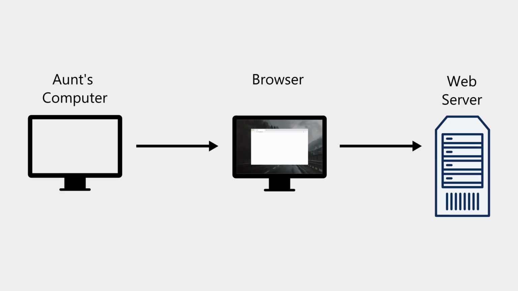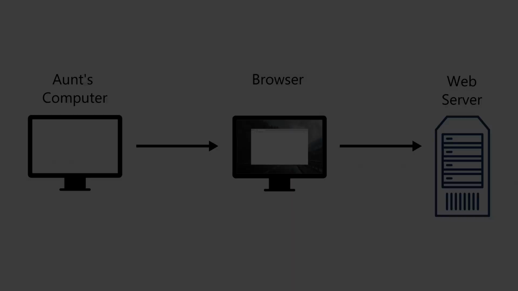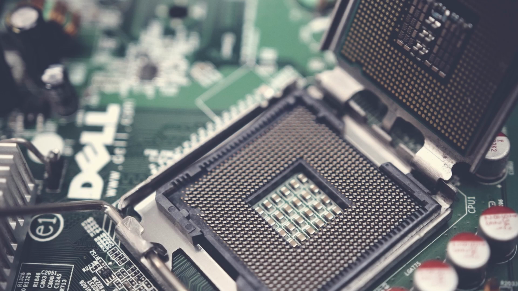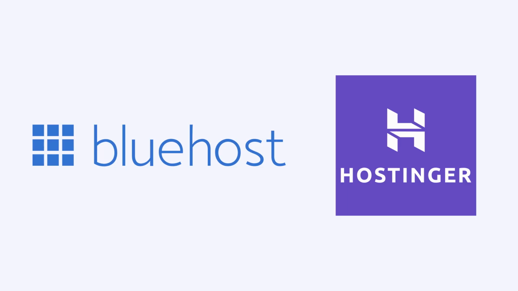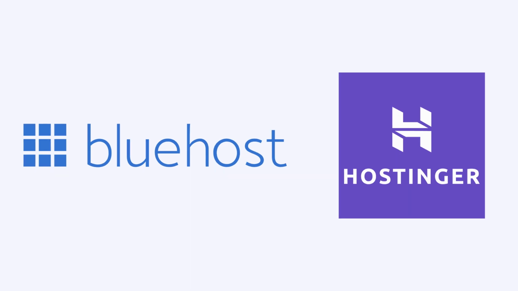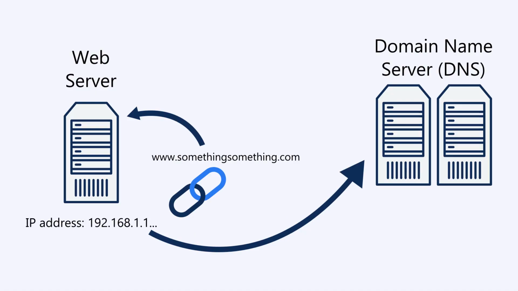The last one is a web server. Like I mentioned above, the web server receives the request from your aunt's computer to access helloworld.com. You can either build a web server at home or you can pay a web hosting service like Bluehost, Hostinger, etc. Remember, there is a difference between web hosting and a domain name. Each website has a domain name. This domain name is connected to the IP address of the server on which the website is stored in.